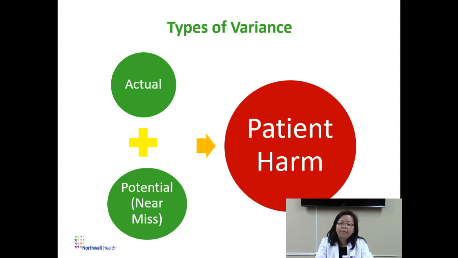The other type of variance is a potential near miss, which you physically did catch before it reached your patient during the administration of it. That you notice that it may have been the wrong dose. You know, it might have been an Ansab that was supposed to be 1 gram, and you notice it was 2 grams, but you didn't go ahead and administer it. That's considered a near miss.